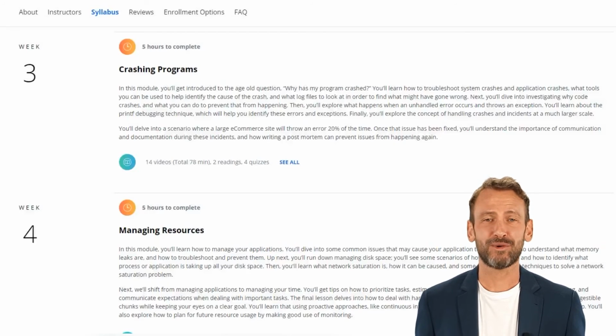You'll learn that using proactive approaches, like continuous integration, can help you with future issues that might come up. You'll also explore how to plan for future resource usage by making good use of monitoring.